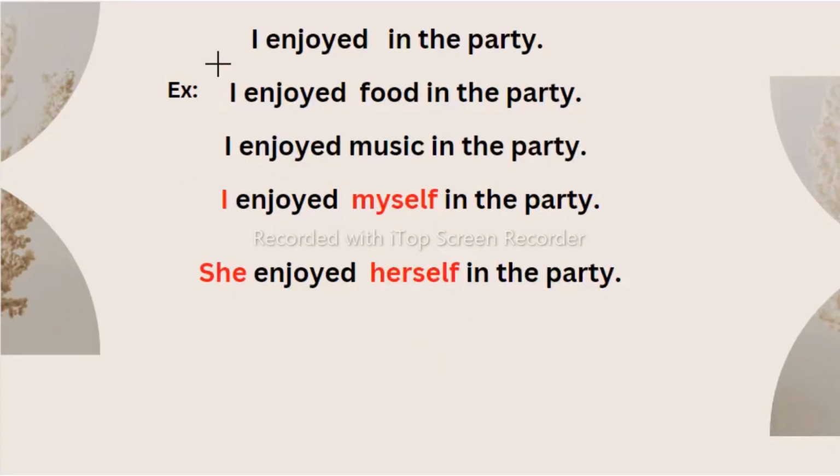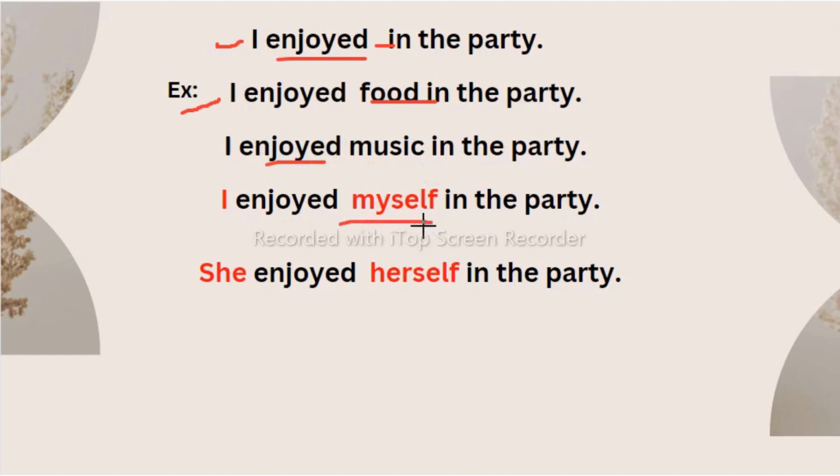Now let us see some more examples. You can see here, I enjoyed in the party. It is correct according to conversational language, but according to grammar, it is wrong. Here what we enjoyed may be people, location, food, and so on. Whatever it may be, if you enjoyed something, you have to name it after the verb enjoyed. Suppose, I enjoyed food in the party. I enjoyed music in the party. After this verb, you need to mention what you enjoyed. I enjoyed myself in the party.